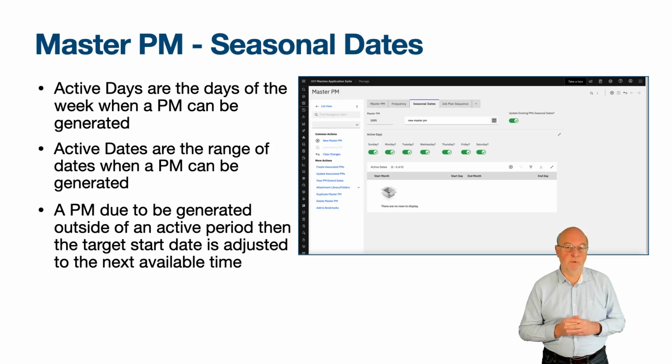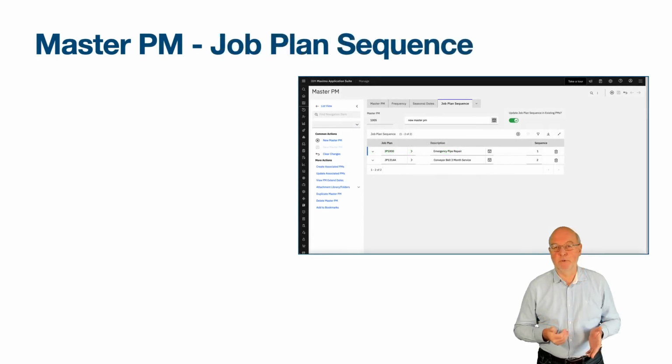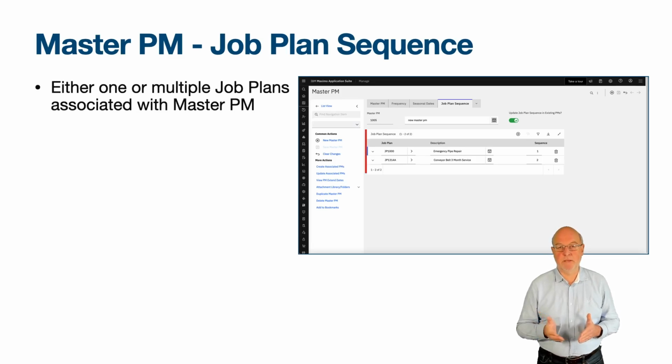Don't forget to set the field Update Existing PMs Seasonal Dates if you make changes and you wish to roll those changes through to existing PMs associated with the Master PM. The job plan sequence is also easy to explain. Multiple job plans can be associated with a Master PM in the same way it can on a PM. If you add or update these records, then you need to set Update Job Plan Sequence in existing PMs before using the action Update Associated PMs.